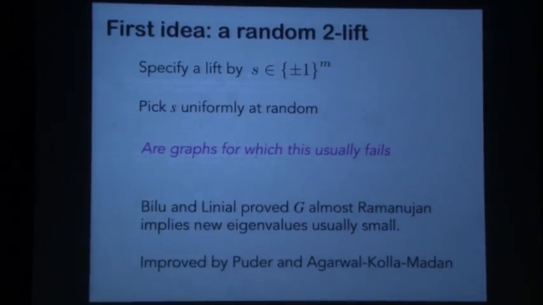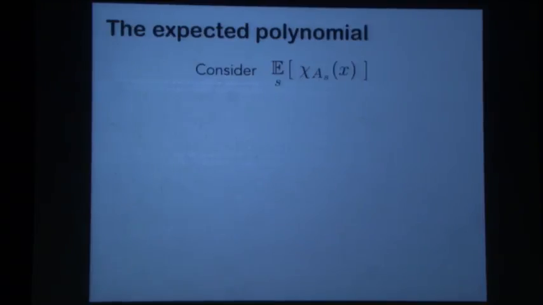Okay, so we're going to do something a little different. I have no idea how to prove that a random lift would usually work, but I'm going to do something different. I just want to show existence. So let's take a look at the expected characteristic polynomial. Of the random lift of a Ramanujan graph.